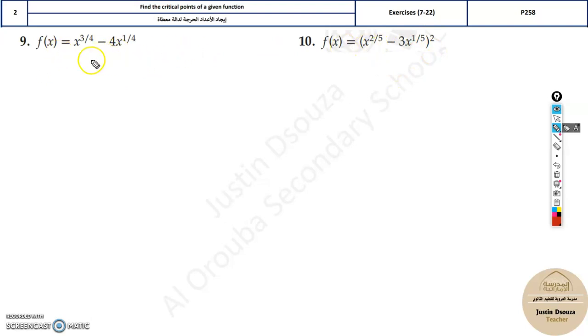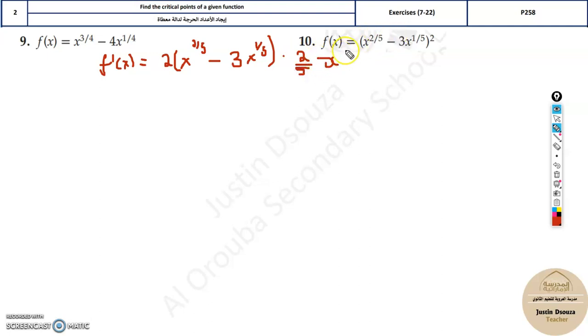We need to first derive this, find f dash of x. So f dash of x is equal to 2 times (x^(2/5) minus 3x^(1/5)), the power will be 1, so I don't write that, multiplied by the derivative of this inside function. What is the inside function derivative? It'll be power rule over here, 2/5 x^(2/5 minus 1). I'll directly write it'll be 3/5. So then minus 3 into 1/5, it'll be 3/5, x^(-4/5).